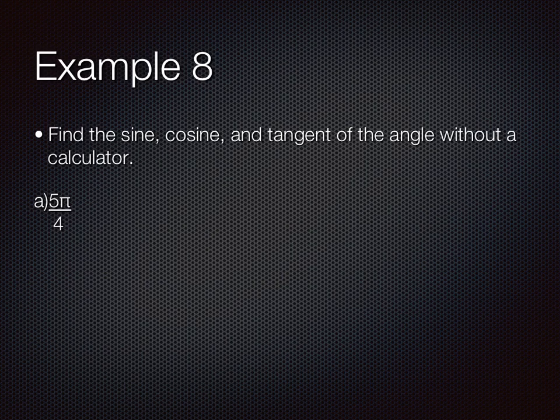Okay, this one says, find the sine, the cosine, and the tangent of the angle without a calculator. So we're going to try to do this. Obviously, you could do this if you had your unit circle, but we're going to try to do this with a reference angle. If I had 5 pi over 4, which is just past pi, what would be the reference angle?